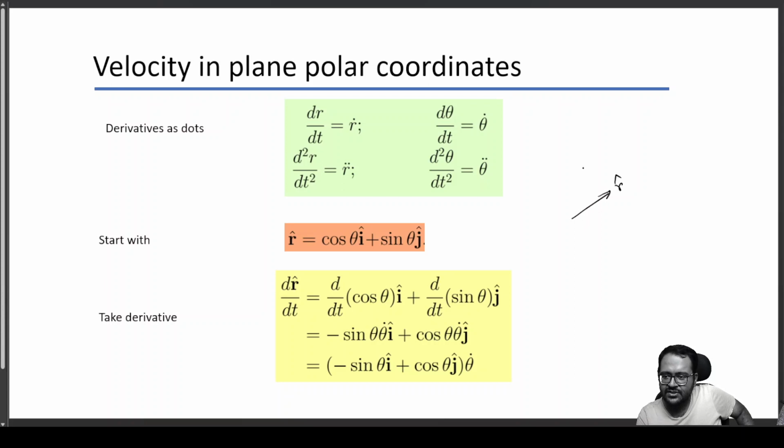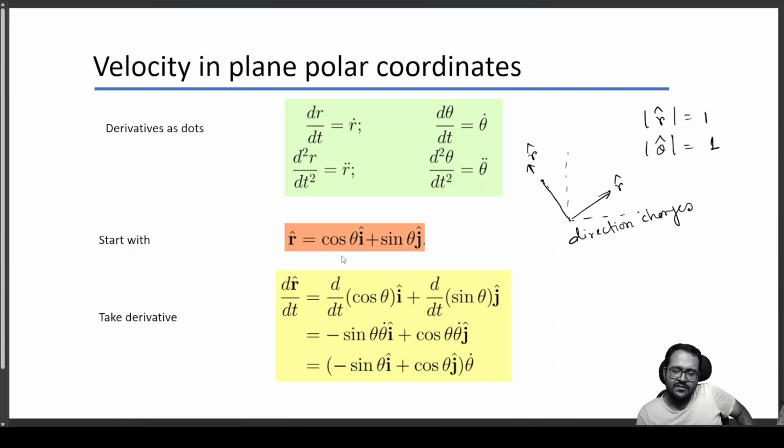Here, when the position is like this, the r unit vector is here. When the position is this, then your r unit vector is in this direction. So the mod of r hat is 1, of course. The magnitude is 1, but the direction changes. And as the direction changes, of course, we'll get some dr cap dt.